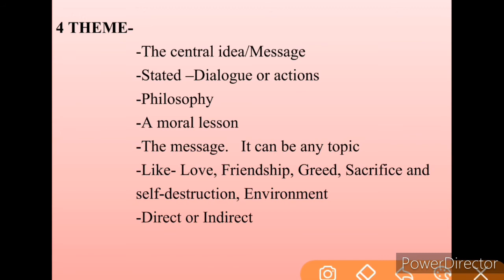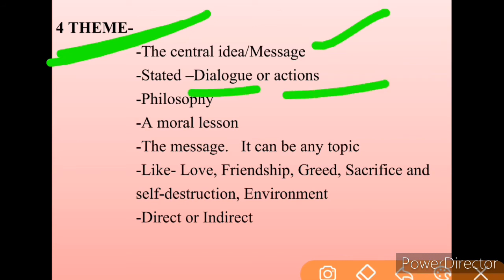Now, theme is actually the central idea of the story. This is the controlling idea or the insight that the author wants the reader to understand at the end of the story. So it is the center of the story. The central idea, message, moral, and this message is mostly stated through dialogues and actions of the antagonist or protagonist.